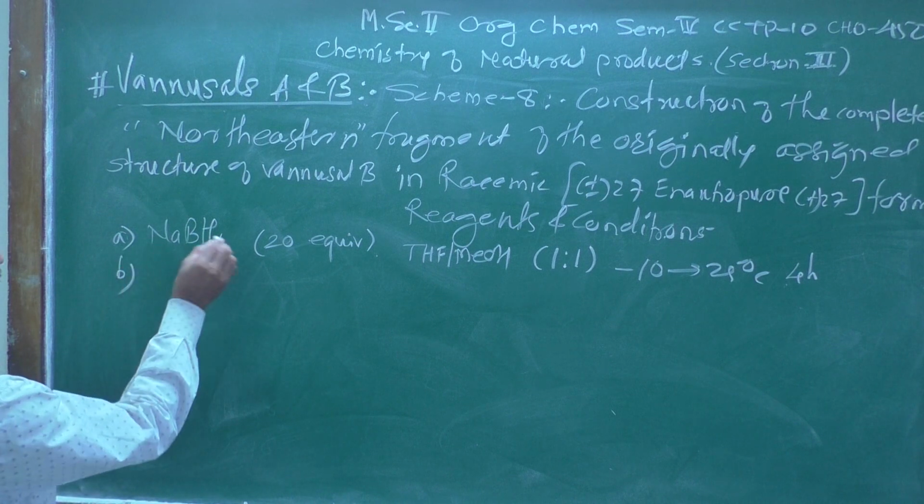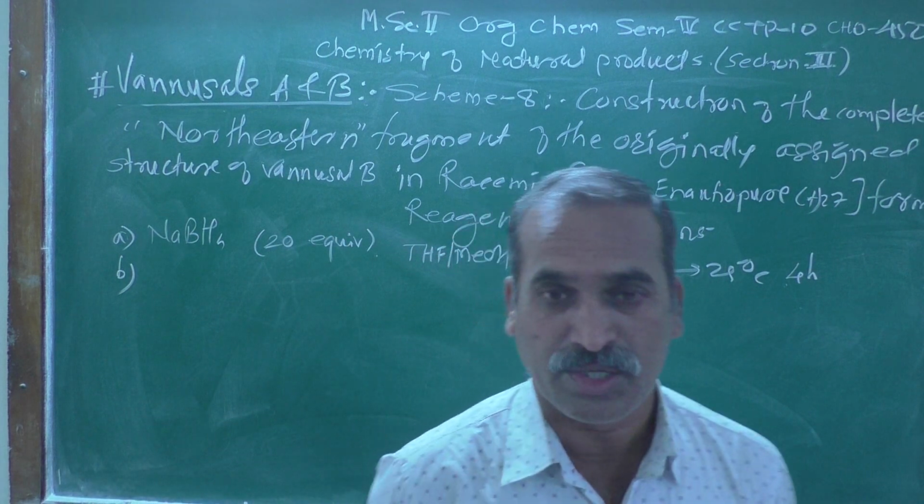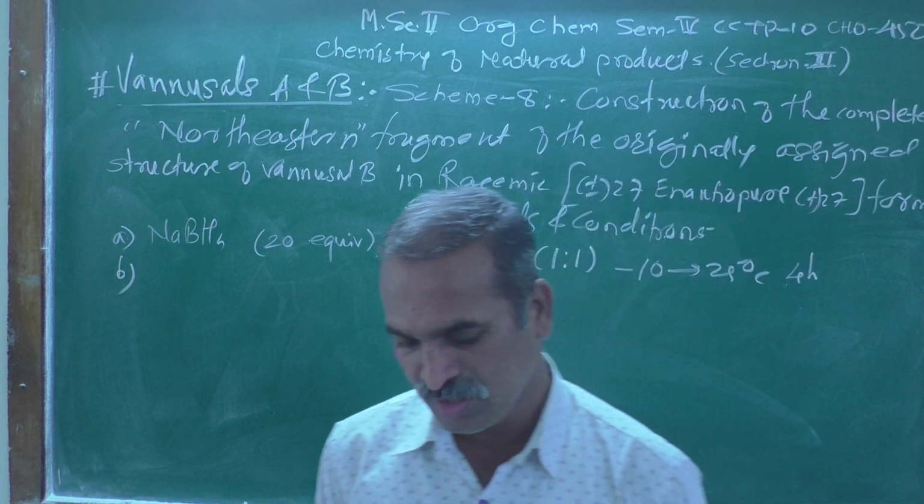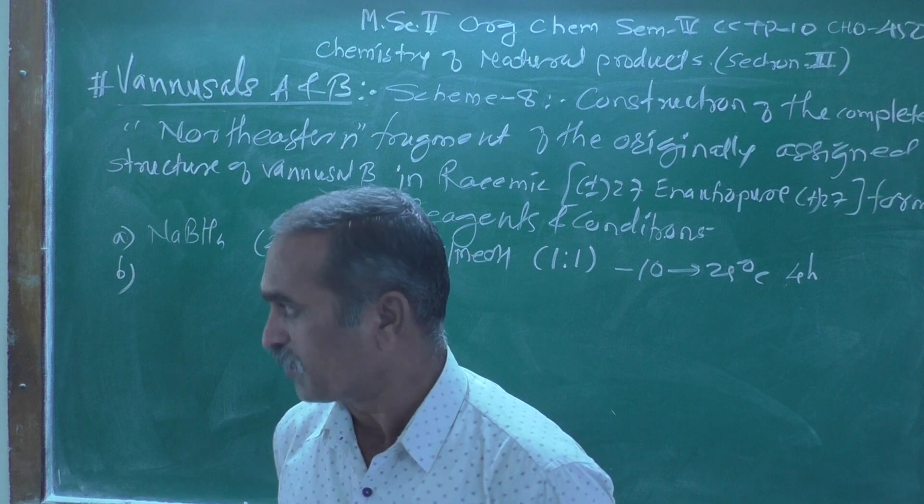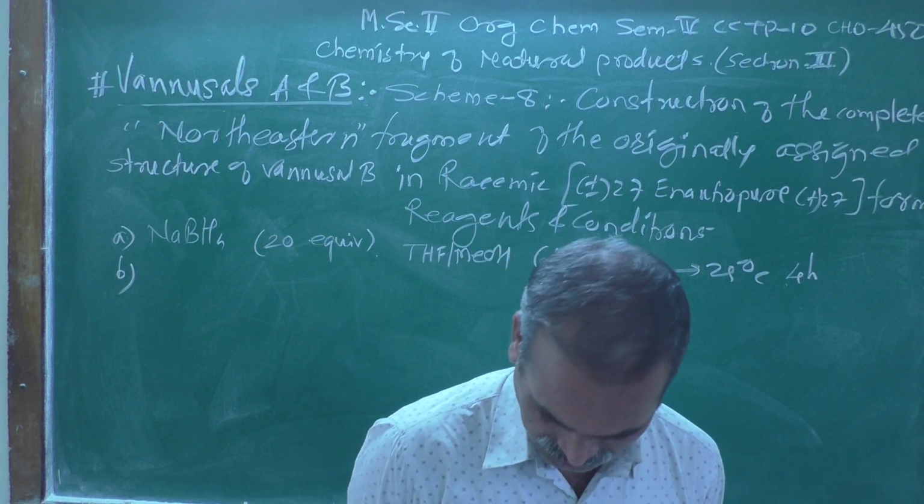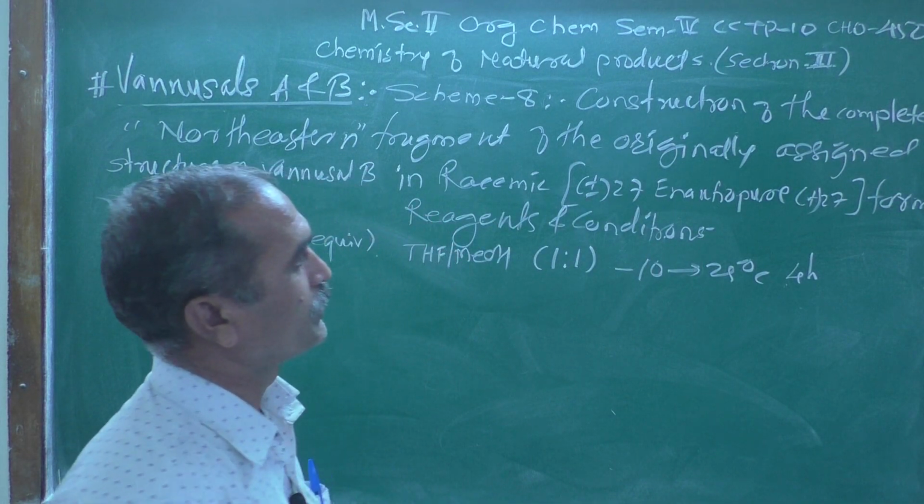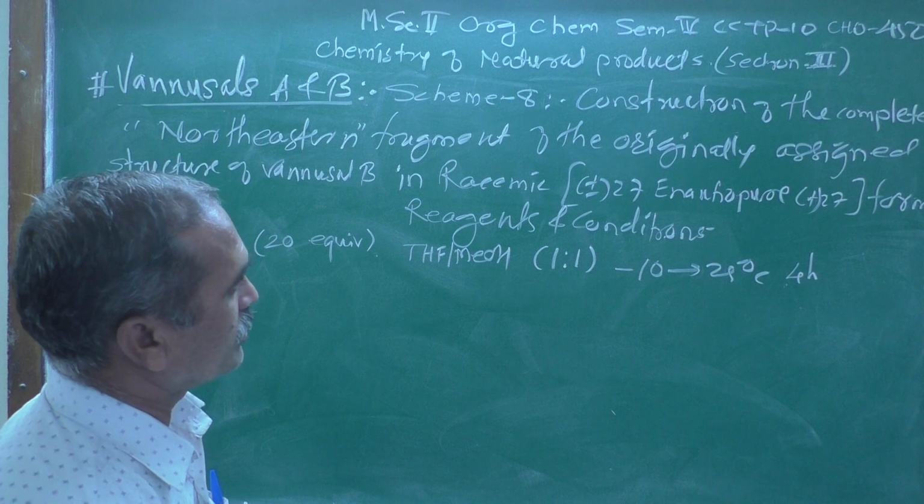As we know, sodium borohydride is a reducing reagent which can reduce the carbonyl group, particularly in this synthesis, into secondary alcohols. Ketone is generally converted into secondary alcohols.